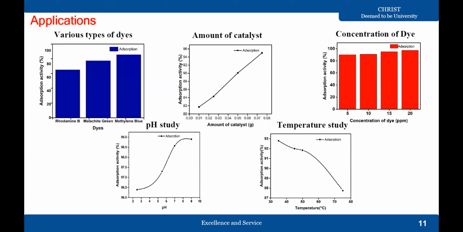In conclusion, it can be said that the composite was easily synthesized from its precursor by in situ chemical oxidation polymerization. The various characterization techniques confirm the formation of the prepared composite. Adsorption activity increases with the increase in the concentration of the dye, amount of the catalyst, and pH. And adsorption activity was higher at lower temperatures. And Freundlich adsorption isotherm was followed by the composite, and pseudo second order kinetic model was followed for the adsorption process.